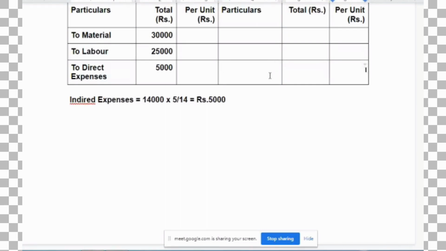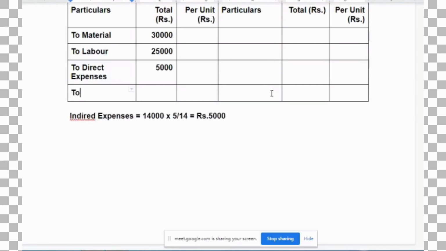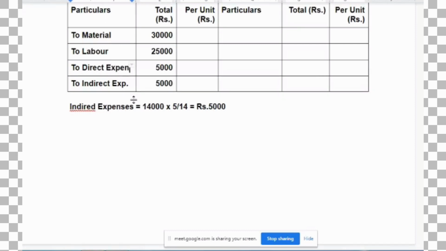ક્લિયર? તો એ પણ આપણે ડેબિટ સાઈડ જ બતાવીશું. To indirect expenses, the amount is 5,000. 5,000 રૂપિયા અહીંયા આવી જશે. તો એ રીતે બધા જ expenses ને આપણે debit side મૂકી દીધા.